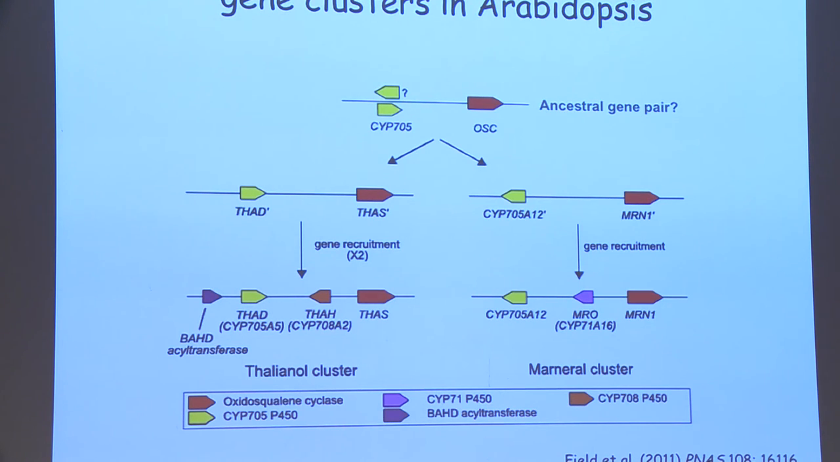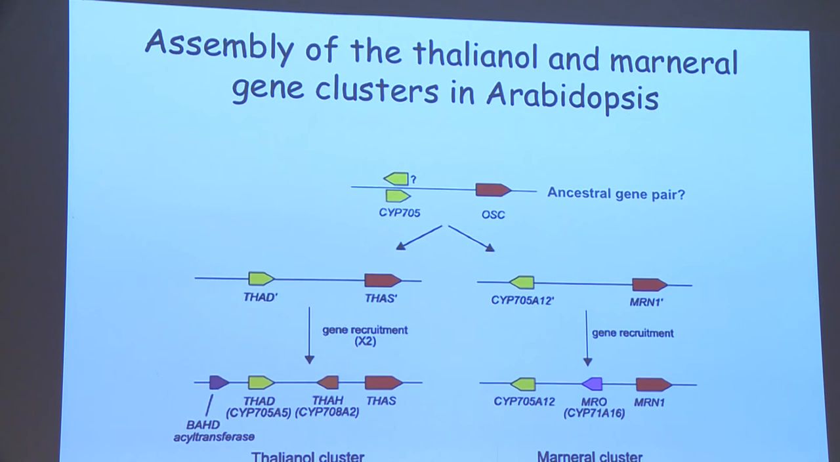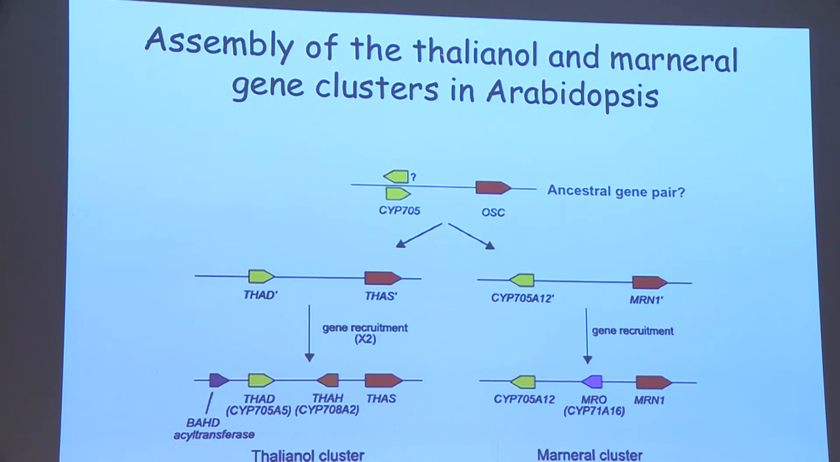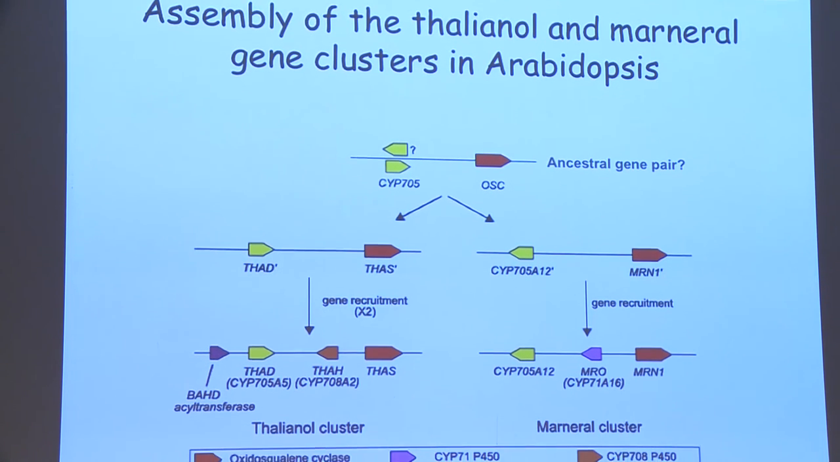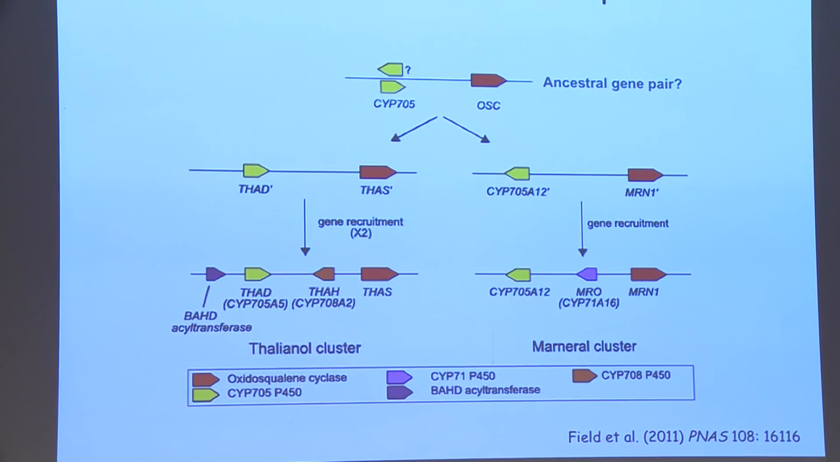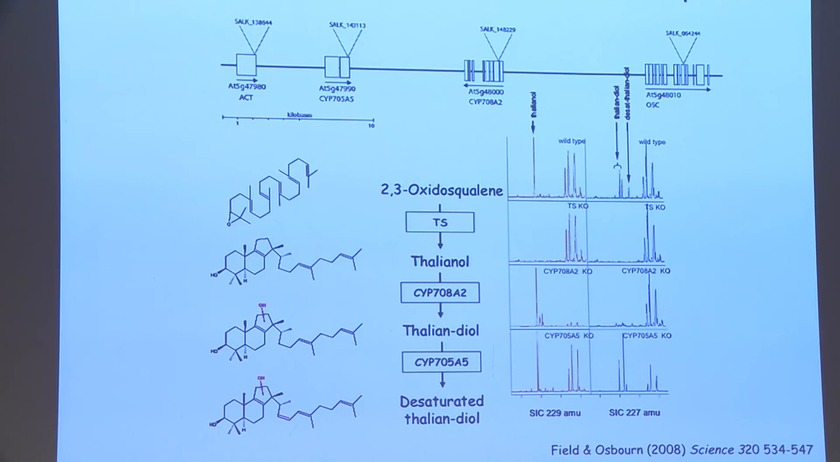So we and others have then gone on to predict and validate other metabolic clusters in Arabidopsis. And there's a second one that we found. The first one was for the synthesis and modification of thalianol, which is a triterpene. And then another one for the synthesis and modification of marnerol, another triterpene. I should say at this point that although the oat avenosin pathway and the Arabidopsis triterpene pathway, which I've just shown you, are both triterpene pathways, there is compelling evidence that these pathways have evolved independently of each other. And if anyone wants to know more, I can tell you afterwards. So this would appear then to suggest that triterpene pathways may be predisposed to clustering.